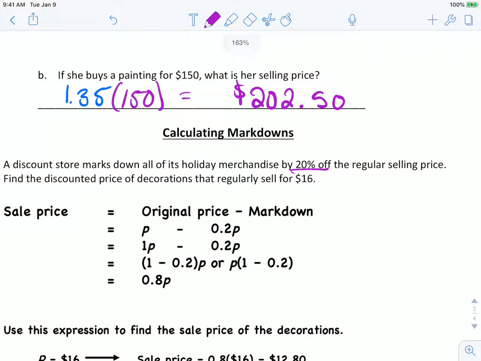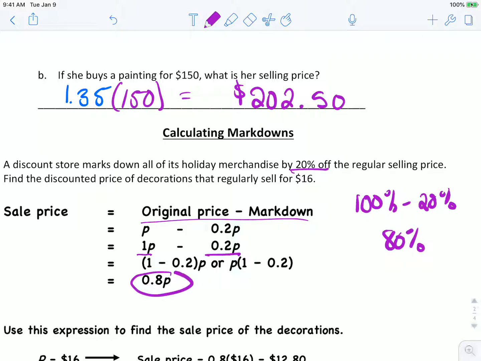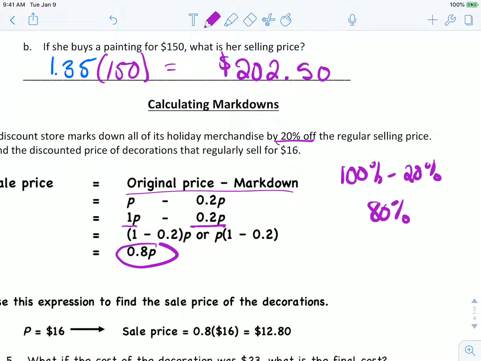So the original price, take away the markdown. So these are two ways to look at it. So 1 is 100, right? 1 is 100. Take away 0.2, which is 20. So it's like saying 100% take away 20% is now 80%. And that's how they got that right there. Okay? So 100% take away 20% gives us 80%. And remember, we write 80% as a decimal. So that's going to be 0.8.